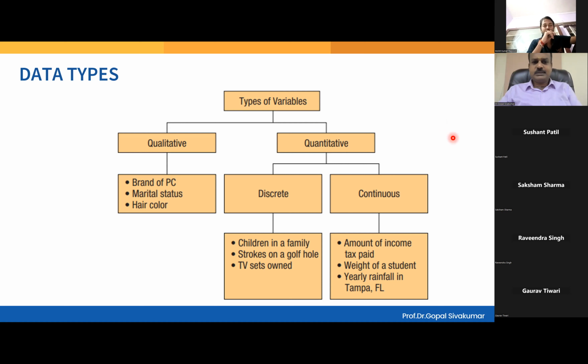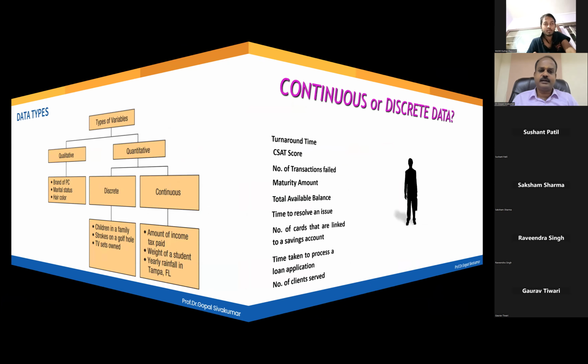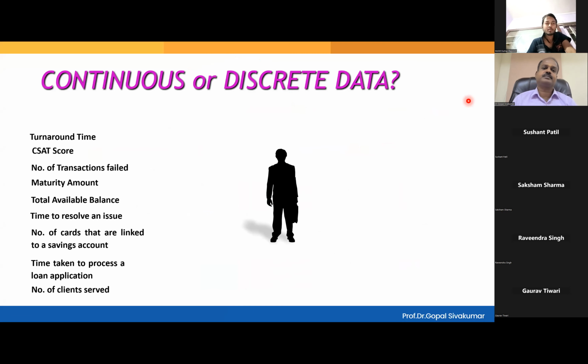People say, how is the customer service? Customer service is excellent. When they say customer service is excellent, that's categorical data, isn't it? So try to convert everything into a number, and that number should be a measured number, not just a counted number. So that you can gain crystal clear information about what you want to understand. Hope all of you understand now the difference between continuous data and discrete data.